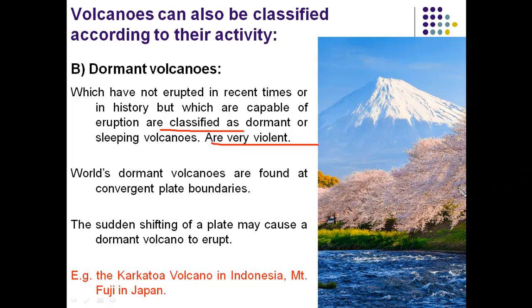Most of the world's dormant volcanoes are found at the convergent plate boundaries. The best example of a dormant volcano is Mount Fuji in Japan. The sudden shifting of the plate may cause a dormant volcano to erupt very violently. The other example of a dormant volcano is Krakatoa in Indonesia, apart from Mount Fuji in Japan.